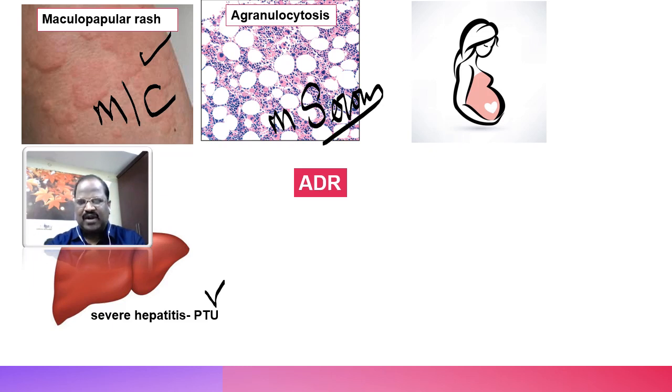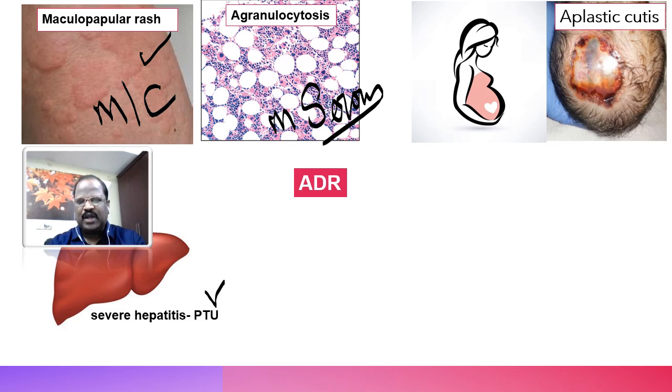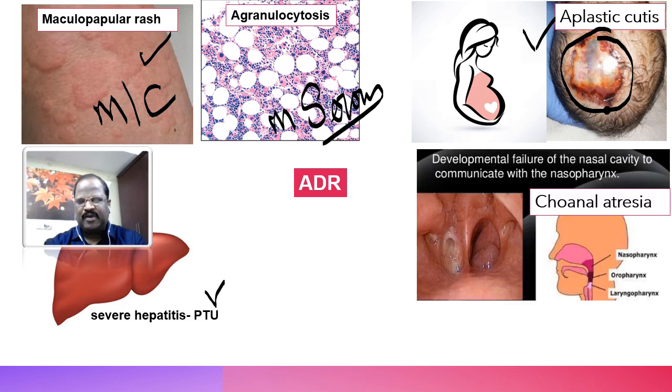What type of fetal problem do they cause? One important problem, the baby is born with aplasia cutis. That means look at the scalp, there is a defect in the scalp. It's called aplasia cutis. Another problem, the baby may be born with choanal atresia. So the teratogenic problems of thioamides are aplasia cutis and choanal atresia.